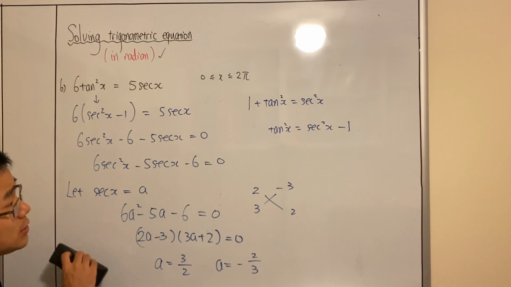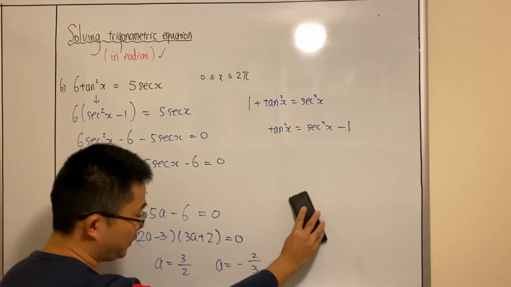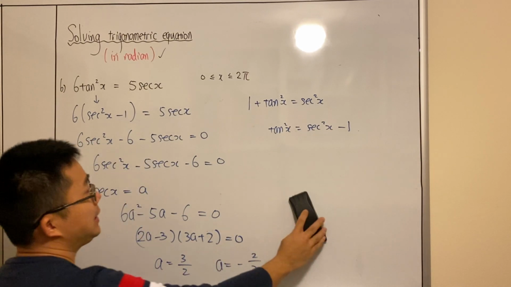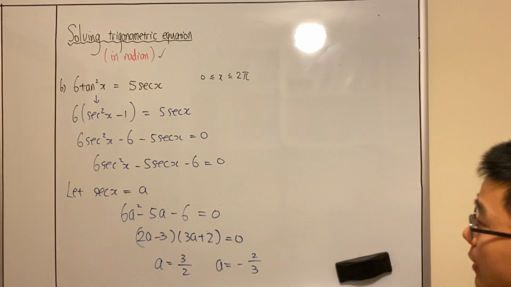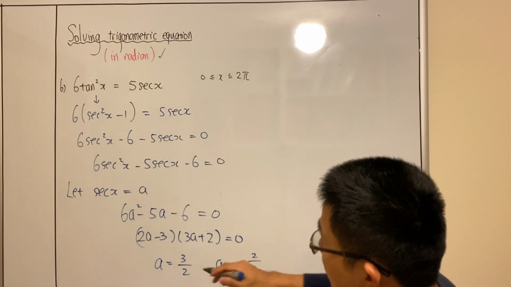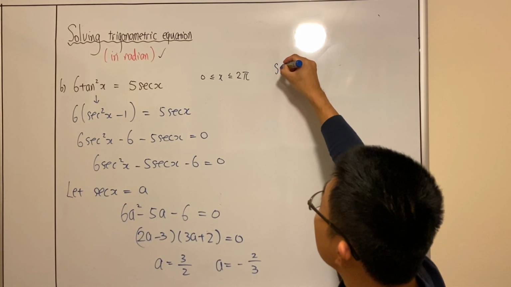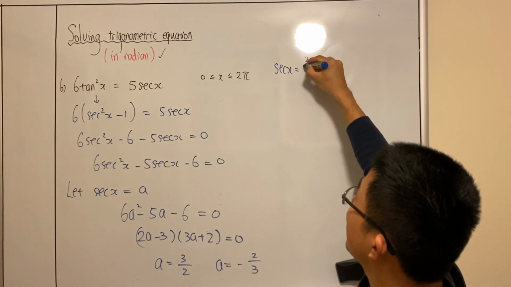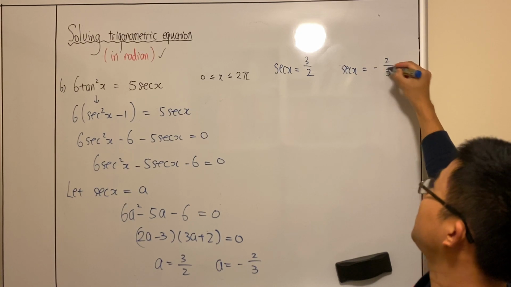Okay, so now we have these two answers. Have we finished the question? Well, no, this is only for a. I need to work out sec x, so that means I need to calculate what x is. How do we work out x? Well, we know sec x is equal to a. So we have sec x equals 3 over 2, and sec x equals minus 2 over 3.